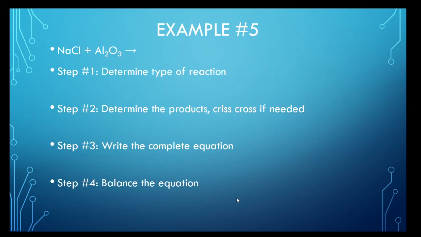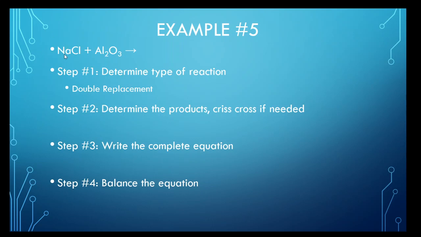All right, let's look at one of our last examples here. So now I have an equation. I'm starting with sodium chloride and aluminum oxide here. Notice I have 2 compounds. So what kind of reaction would that be? Well, I sure hope you said double replacement. So this is going to be a double replacement, and our aluminum and our sodium are going to switch places.